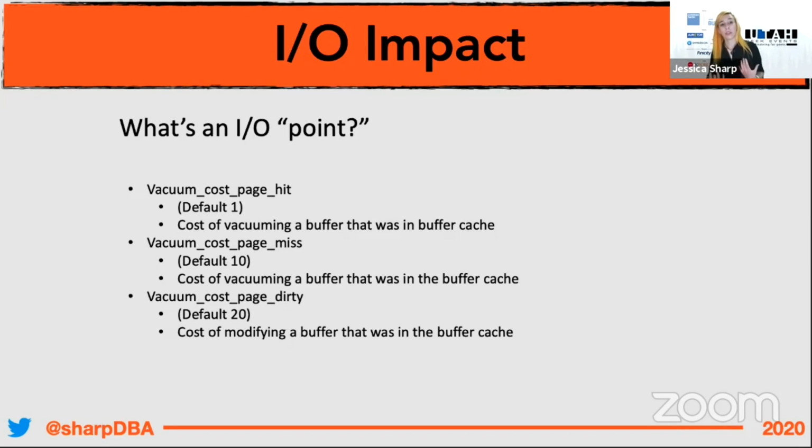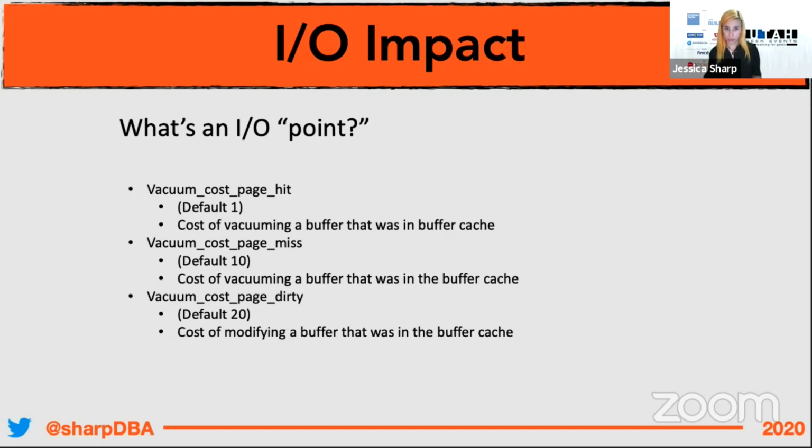So the vacuum cost page hit, which is the cost of vacuuming a buffer that was in buffer cache. You want to be able to use your buffer cache a little more efficiently, so this isn't a bad thing. The vacuum cost page miss. This is the cost of vacuuming a buffer that was not in buffer cache. Multi versions here, so keep this. That's why it's weird. Threw me off until I was like, oh yeah, I'm BCC.